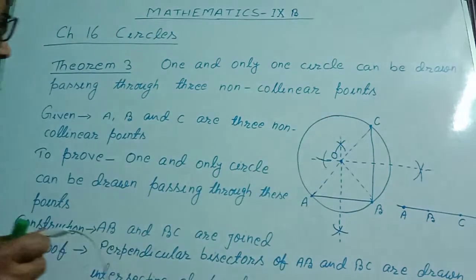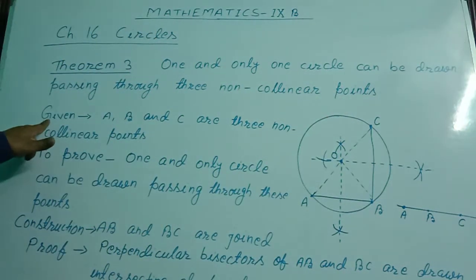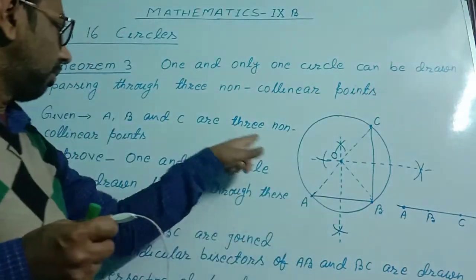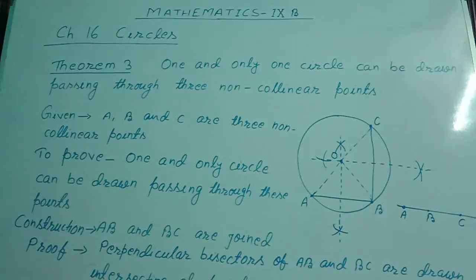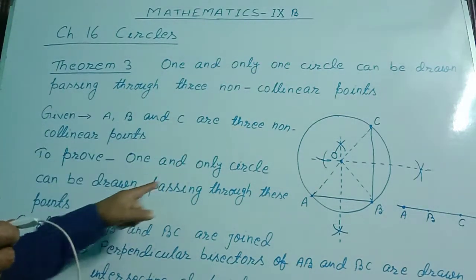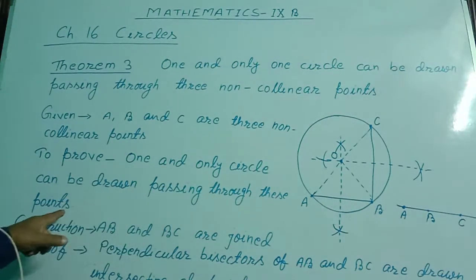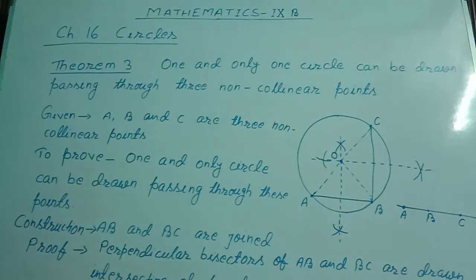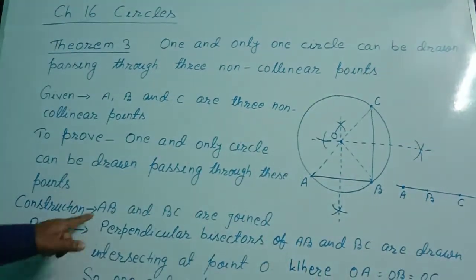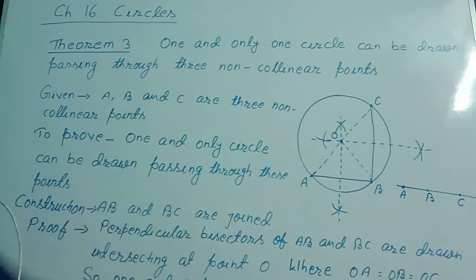Let us see. Given A, B and C, these 3 are non-collinear points, and to prove that one and only one circle can be drawn passing through these points. After that, I have done the construction: AB and BC are joined.